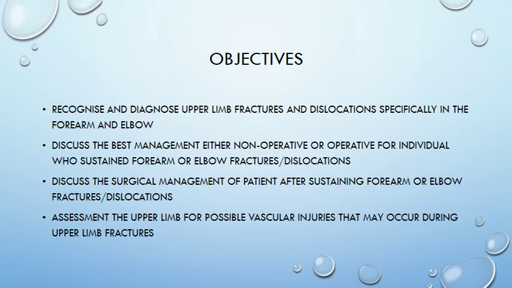You should be able to recognize and diagnose upper limb fractures specifically related to the ulnar, radius and around the elbow. Discuss the best management, either operative or non-operative, for the individual fractures, and then discuss the different surgical techniques for these patients. Also to assess the upper limb for possible nerve or vascular injuries sustained during upper limb fractures.